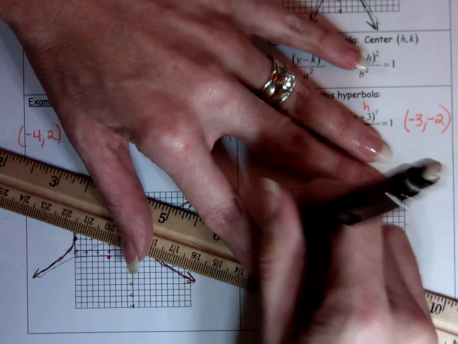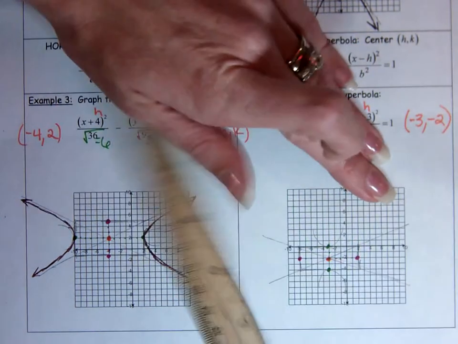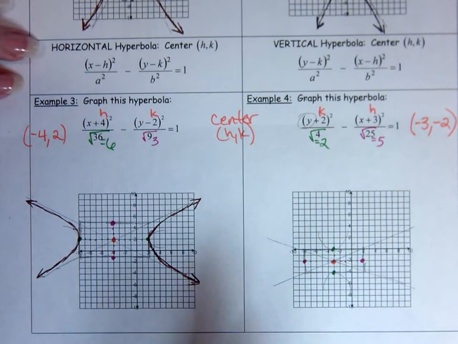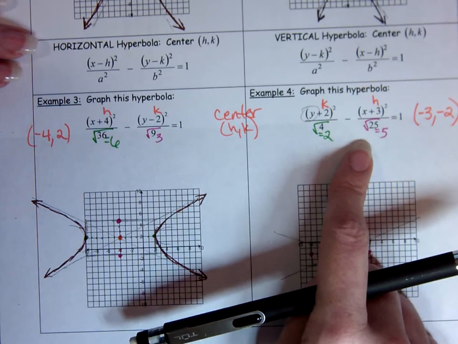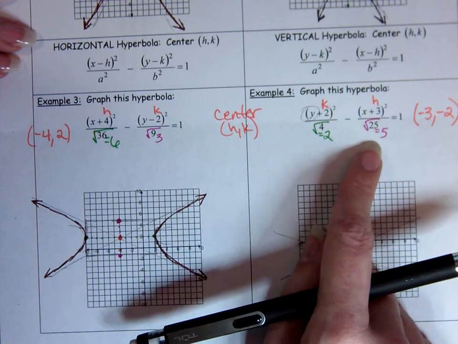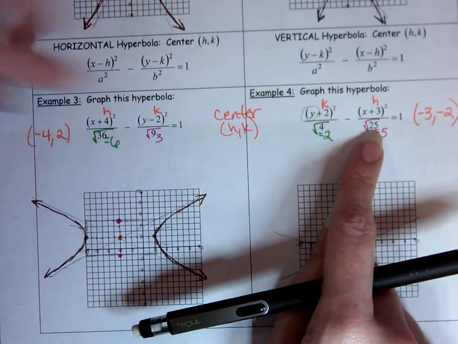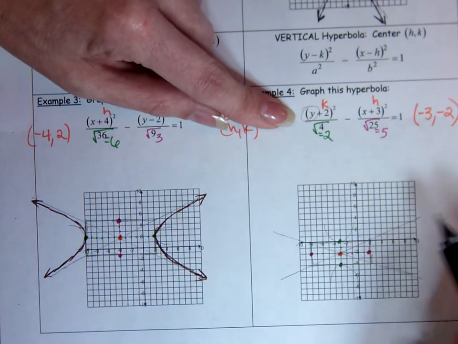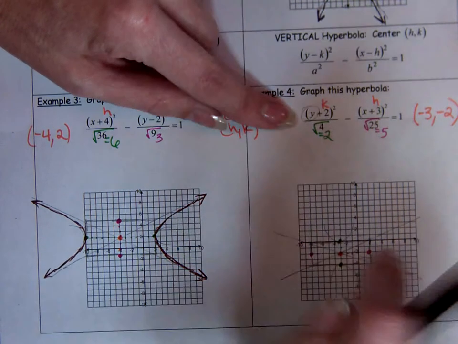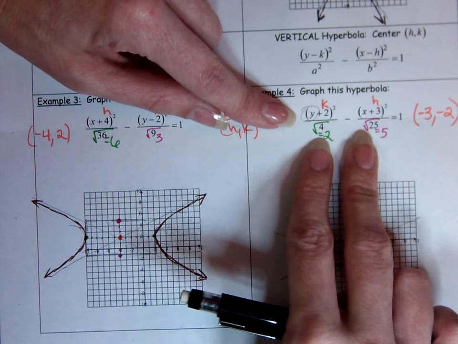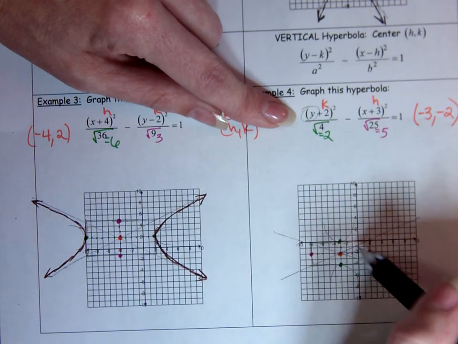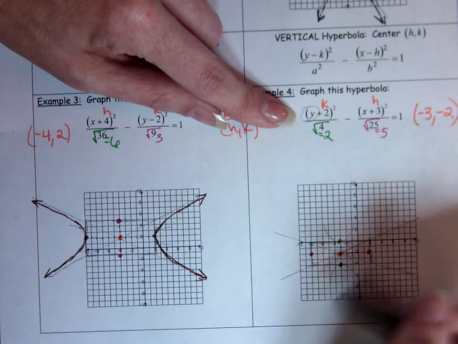Okay, and this is a good example of how with our ellipses, the larger number determined the orientation. Not the case here. I've got a significantly larger value under my x, but my y value came first. So it's still vertically oriented. My curves are still going to open up and down. These numbers could match. They could be exactly the same. It doesn't turn it into a circle. It just means I've got a really square box in the middle for drawing my asymptotes.